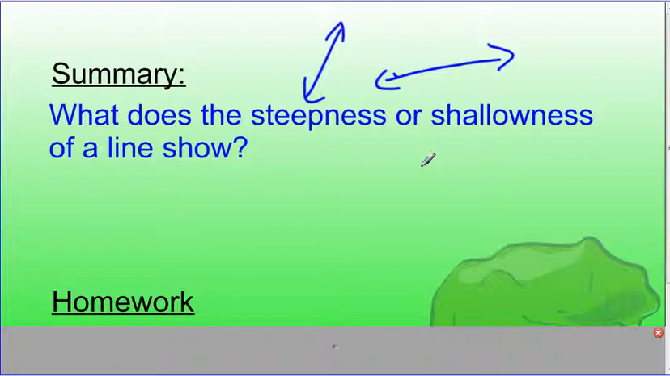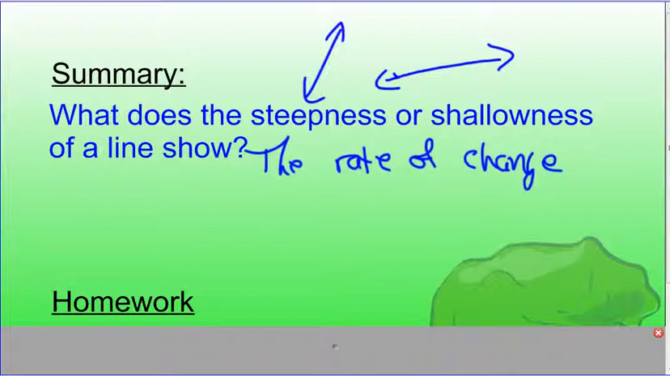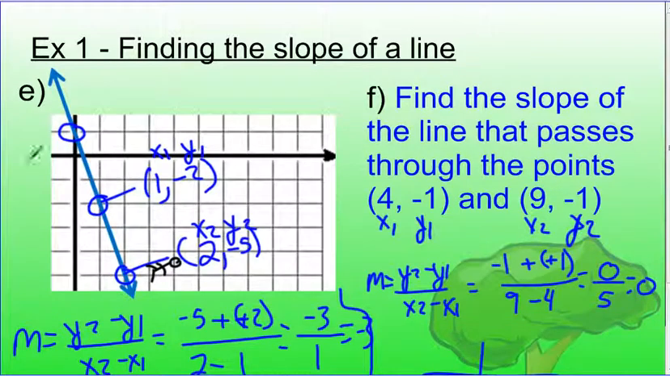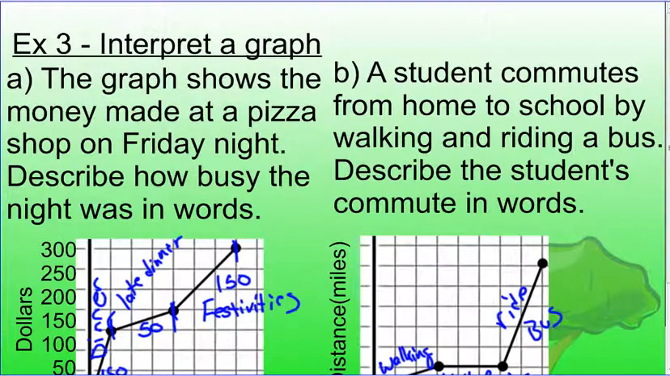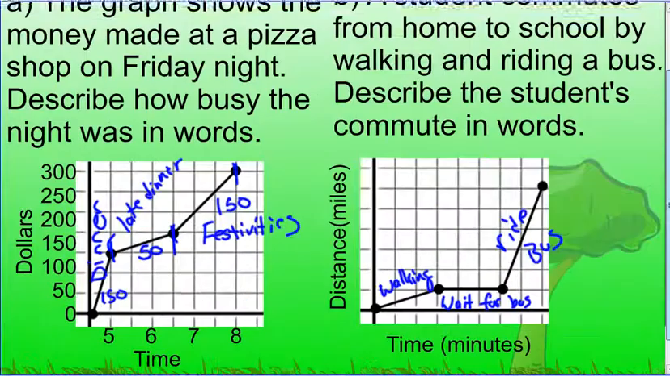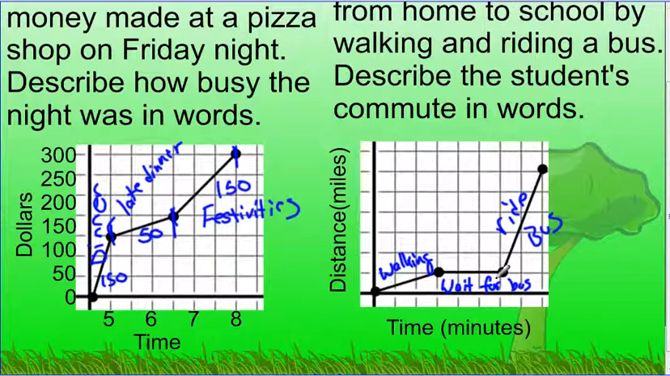Okay, so the steepness or the shallowness of a line, it really shows the rate of change. Now, in some of the earlier problems we did, this rate of change was just talking about a coordinate grid, from one point to the next, from one point to the next. That's this rate of change. But when we're talking about these word problems, the rate of change actually had a meaning behind it. Here, the steepness or the shallowness showed the speed this guy was walking to school.